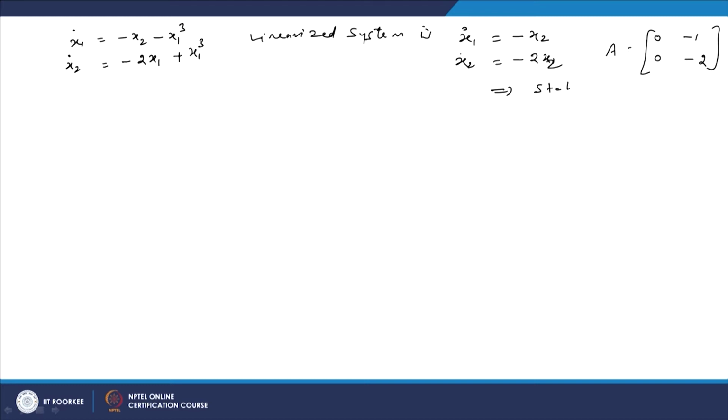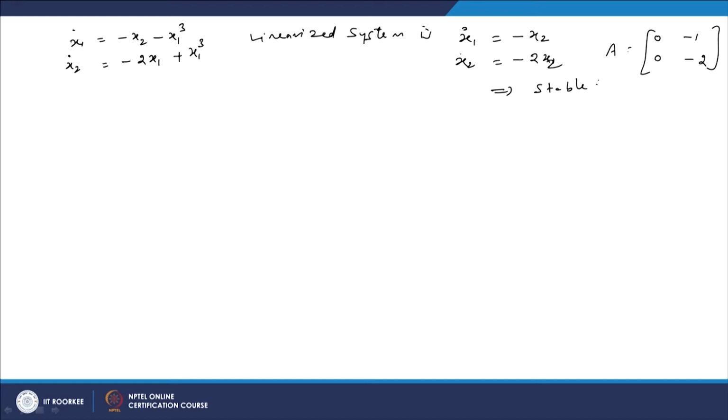So, the linearized system is simply x1 dot equal to minus x2, x2 dot equal to minus 2x2. If we convert it into the matrix form, we will get 0 minus 1 and 0 minus 2, and we can easily see that the eigenvalues of the matrix are 0 and minus 2. One of the eigenvalues is 0 here. So, this implies the linear system is only stable.